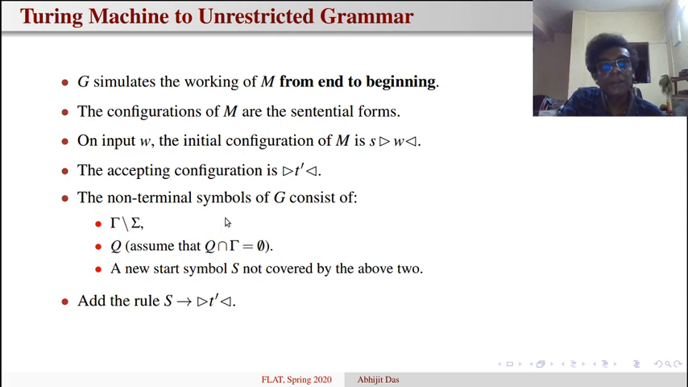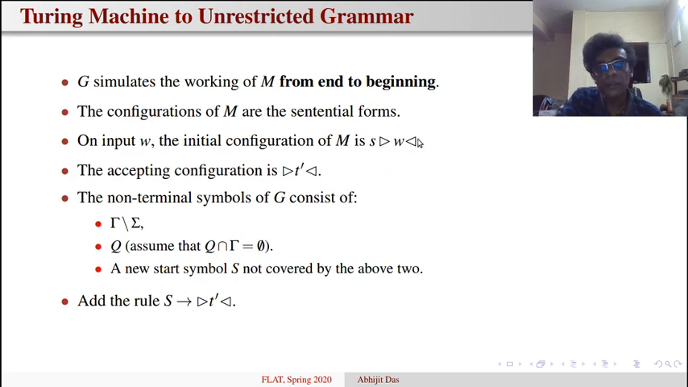And you recall that, as I mentioned, G will reverse the process of M's acceptance. So this is the final configuration. So this G will start by adding this rule, S can be this. Okay, and it will work backward to figure out whether it can reach this configuration, which is the initial configuration of M.